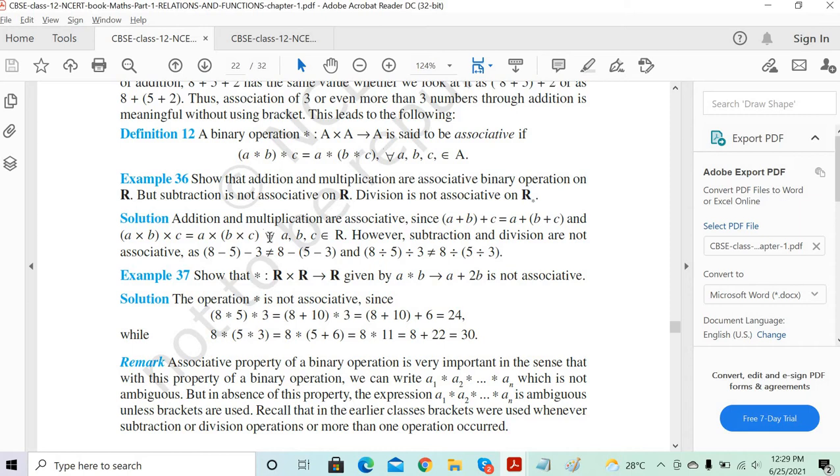So they give a star b equal to a plus 2b, that is given. And we have to prove it's not associative. So again we're taking a real number example because it's already given, R cross R gives us R. Here we have taken 8, 5 and 8, so I'll use that only. 8 star 5 and then star 3. We get this is equal to 8 plus 10 star 3.